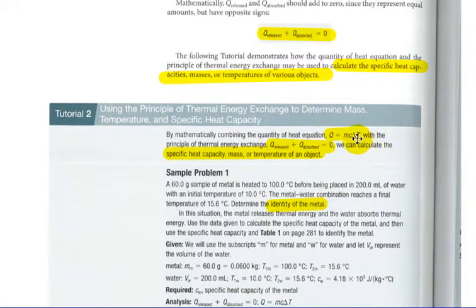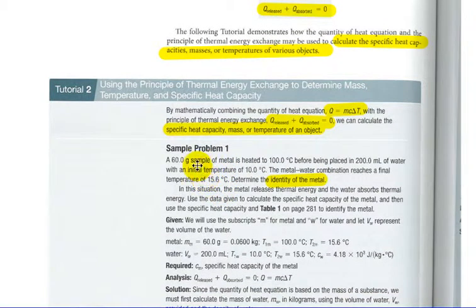Of course, Q is equal to mcΔT, so we can use that to break this down further and answer a few questions. So if you look at example 1, a 60 g sample of metal is heated to 100 degrees C before being placed in 200 mL of water. And that water has an initial temperature of 10 degrees. The metal-water combination reaches a final temperature of 15.6. Determine the identity of the metal.